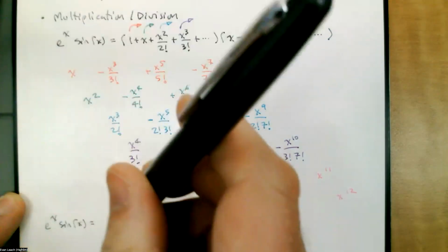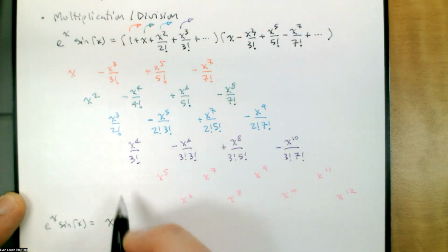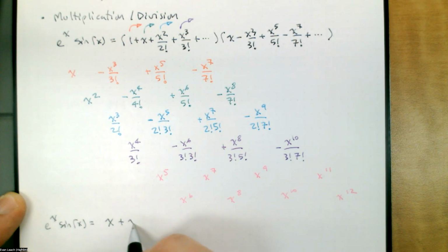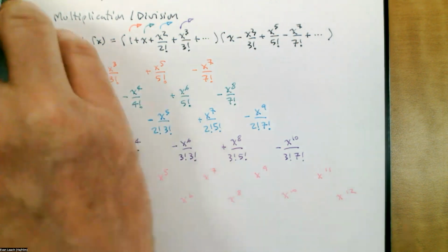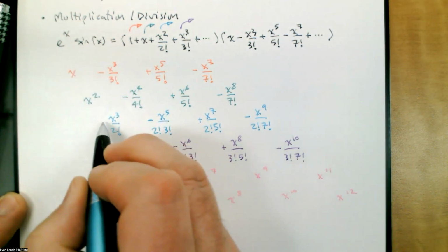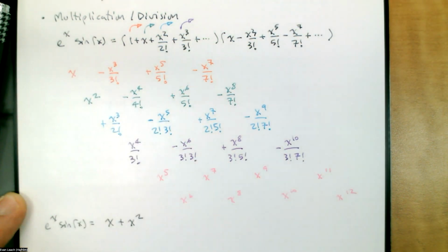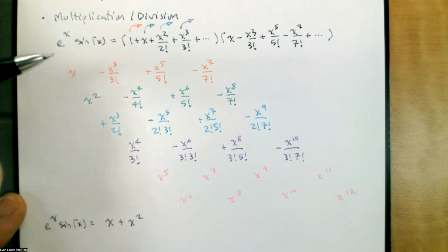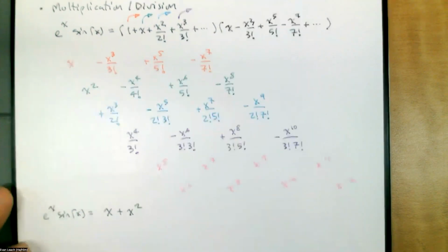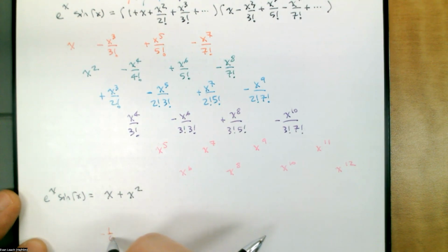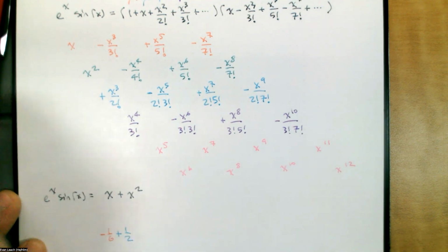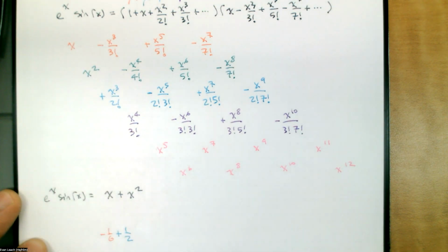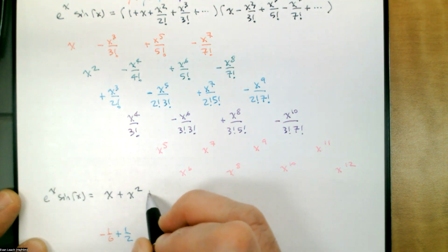So the first term is definitely going to be x. The next term is x squared. The next term is going to be minus x cubed plus x cubed over 2 factorial. So it's going to be a minus 1/6 plus 1/2. Minus 1/6 plus 3/6 is 2/6 or 1/3.